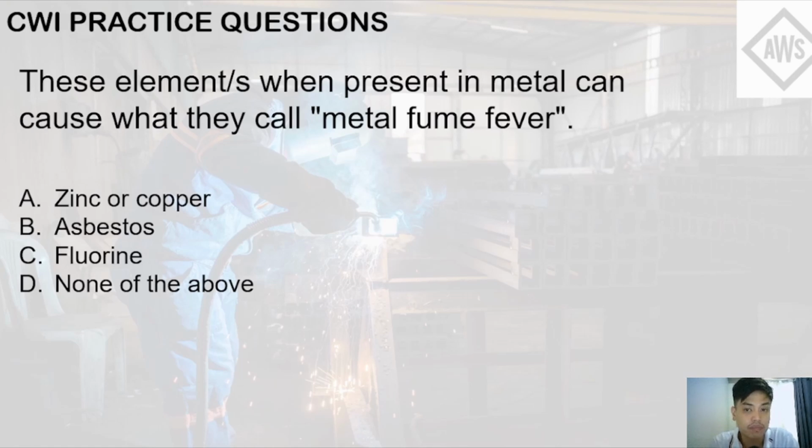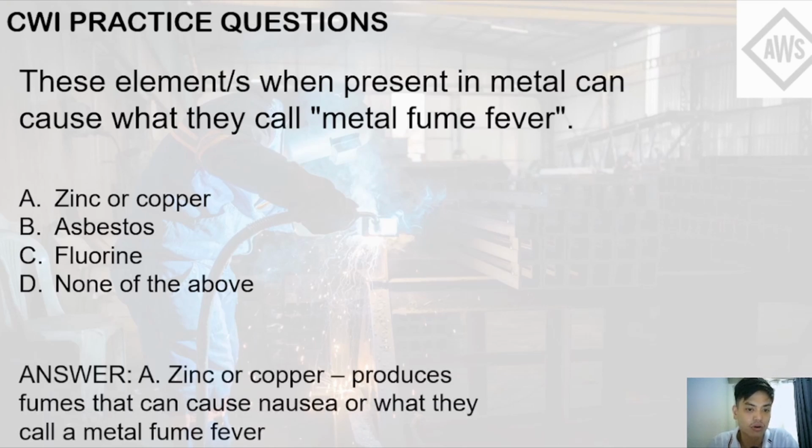So letter B, asbestos, is now known to be a cancerous or a very harmful substance. Basically, before you use it in any type of project, maintenance activity, repair, or rehab, you need to consult with the local authority for the use of asbestos. Letter C, fluorine, is one of the elements or compounds used in the coating of the electrode. So the answer here is letter A. Zinc or copper normally produces fumes that can cause nausea or what they call metal fume fever.